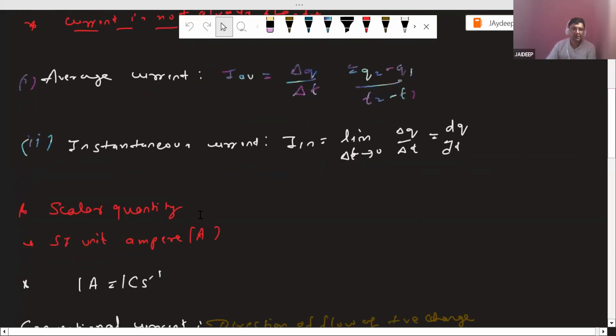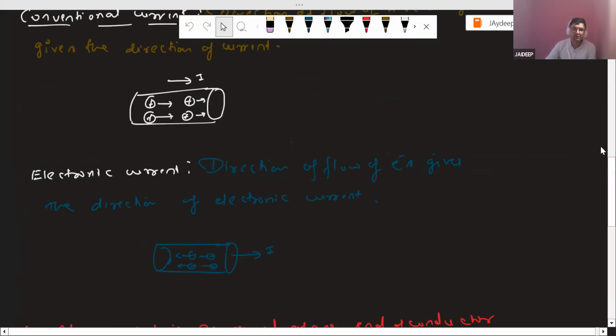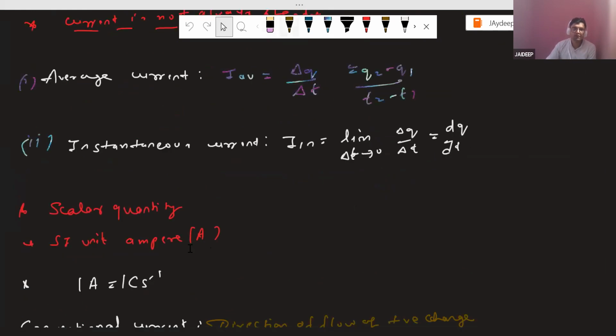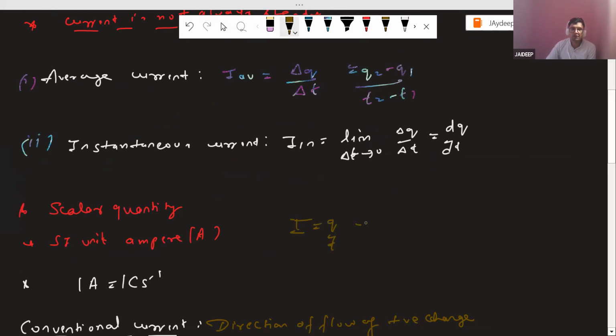Current is a scalar quantity. Its SI unit is ampere. How will you define 1 ampere of current? I equals Q over T. When 1 coulomb of charge flows for 1 second through a cross-sectional area, then the current is said to be 1 ampere.